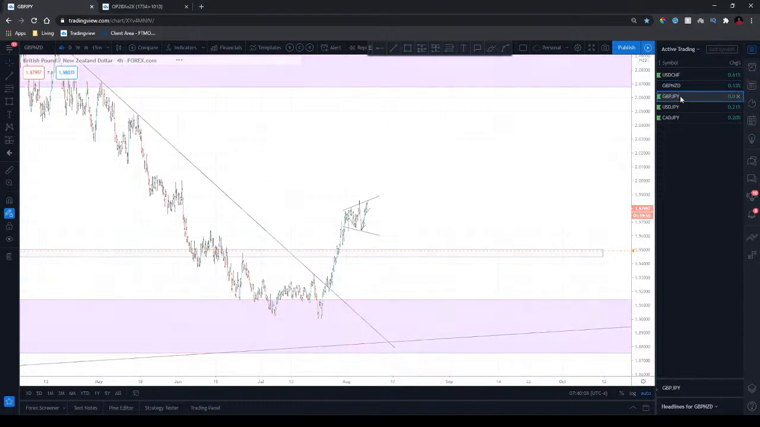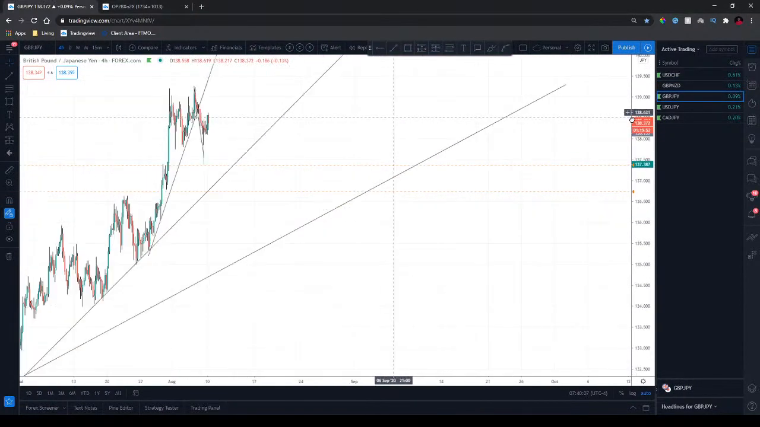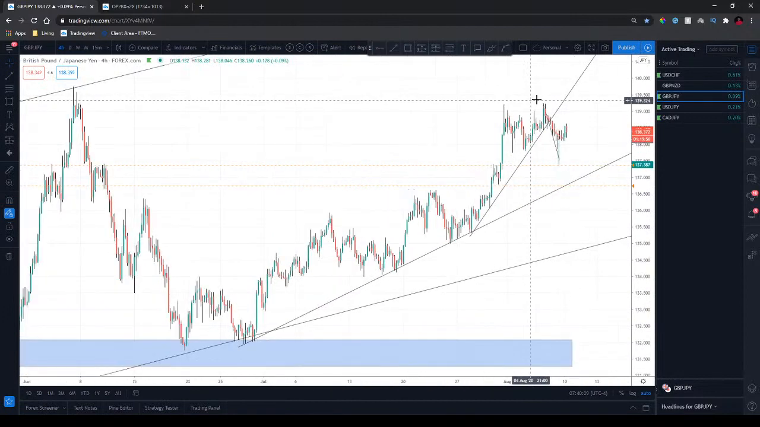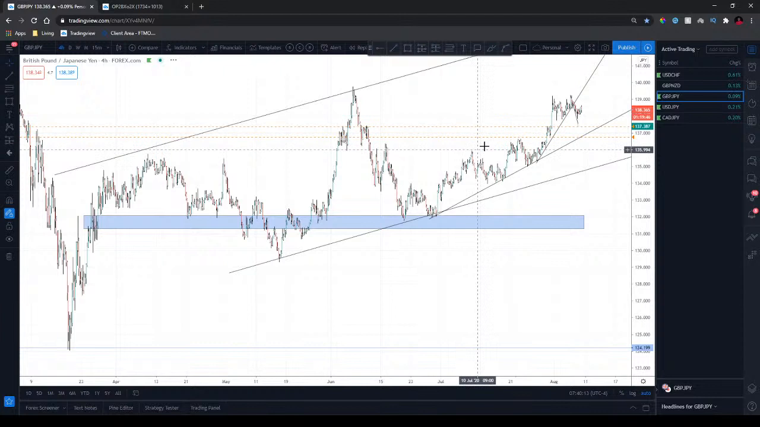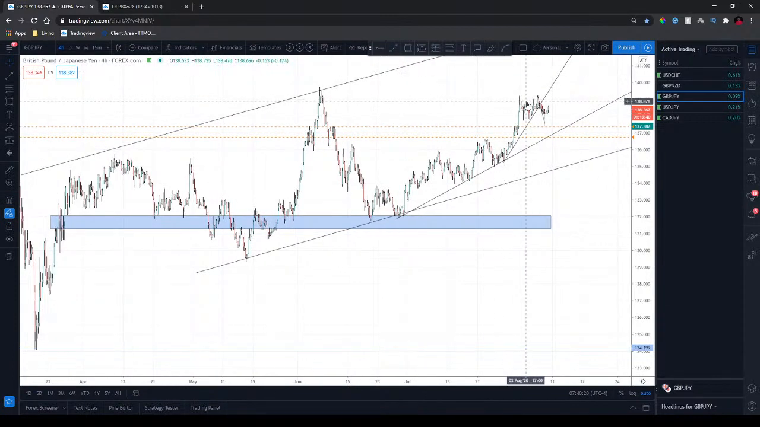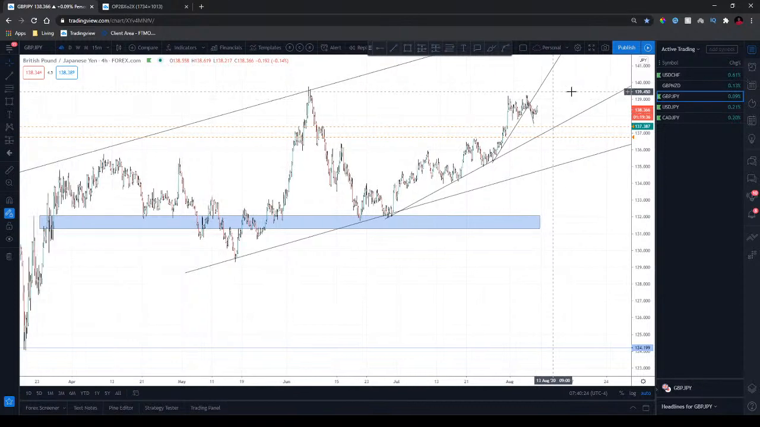So that's GBPNZD. Let's go to GJ. GJ, we closed GJ last week as well, the buys that we had on it. I believe all the positions that we had on this hit TP except for that last one. We closed it right here, I believe, right as soon as that trend line broke.